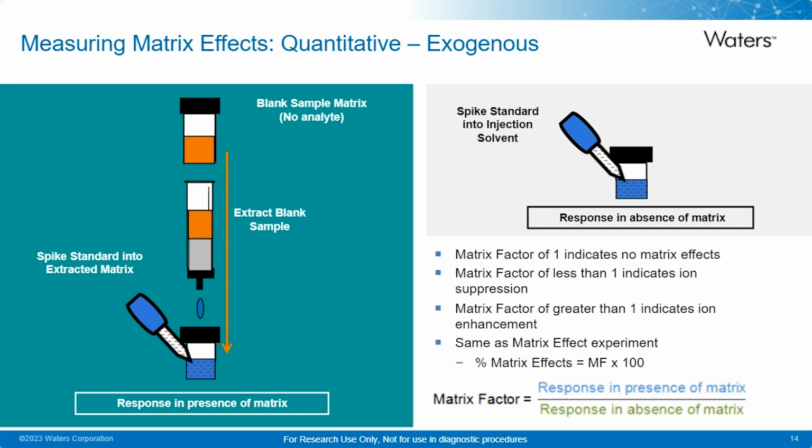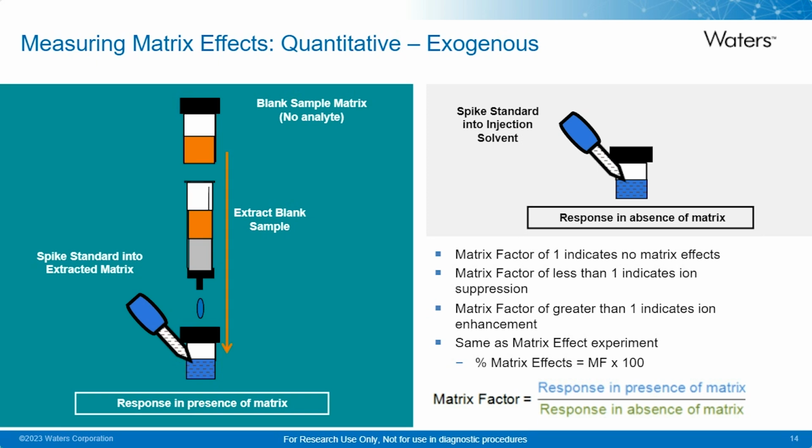We would then also spike a solvent solution in exactly the same way, and all the samples would be injected onto the LCMS system. The impact of the matrix, or what we call the matrix factor, can then be calculated by taking the mean peak areas of the analytes in the presence of the matrix, and then dividing those by the peak areas of the samples with no matrix.